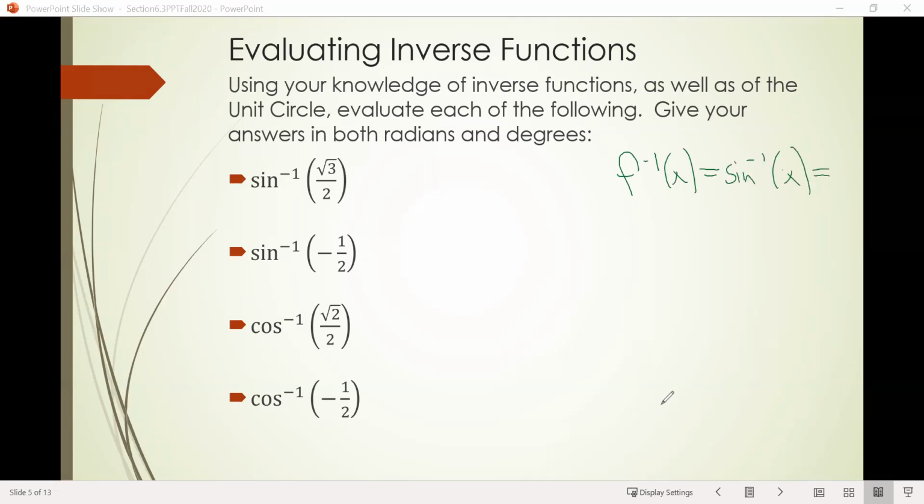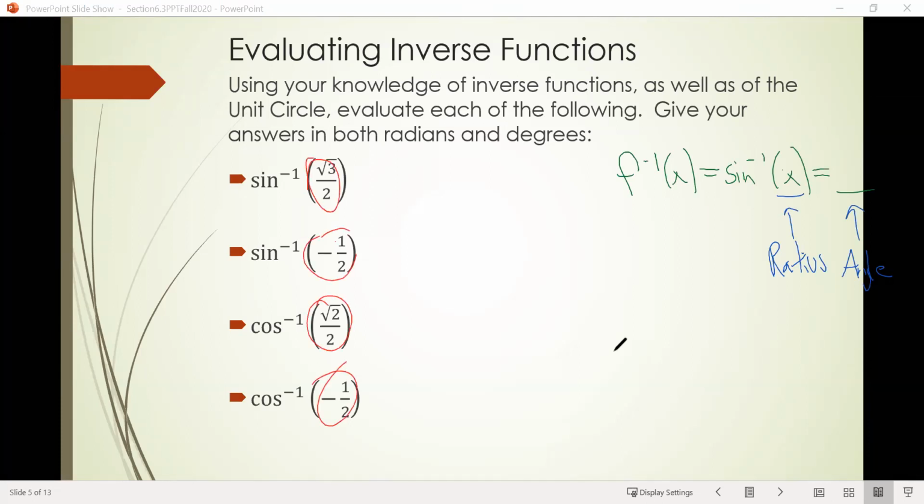that with inverse trig functions, we're inputting ratios and outputting angles or angle measures. So all of these things we see here that are input into our inverse functions, those are all ratios. So our answers should all be angle measures.